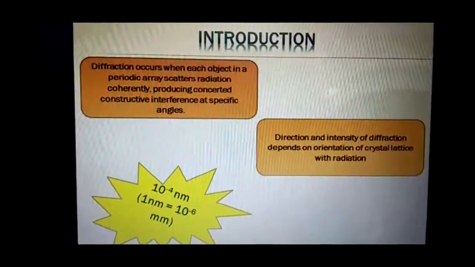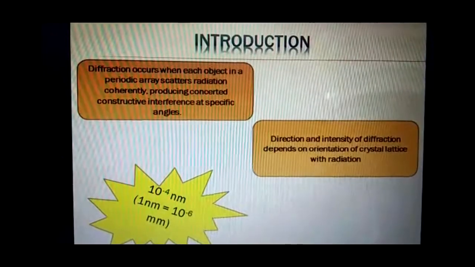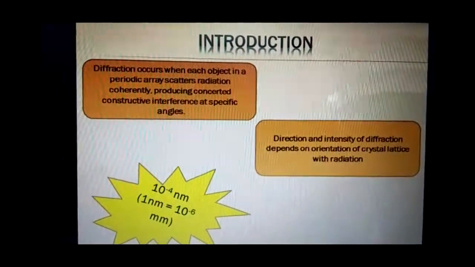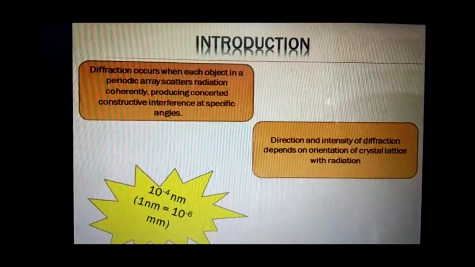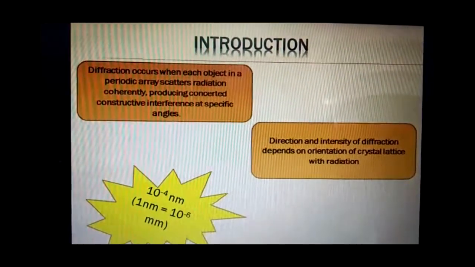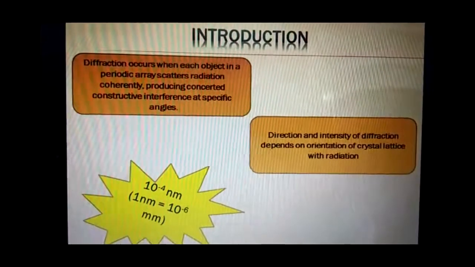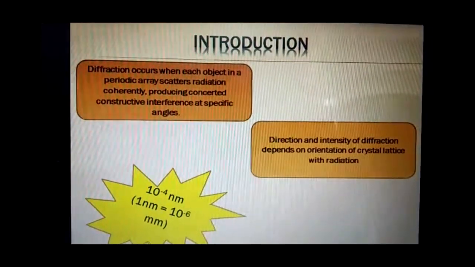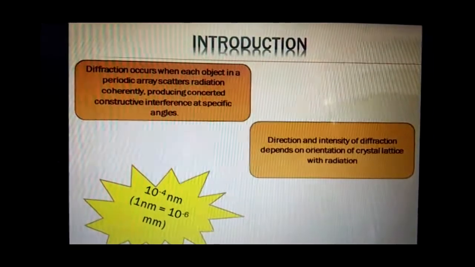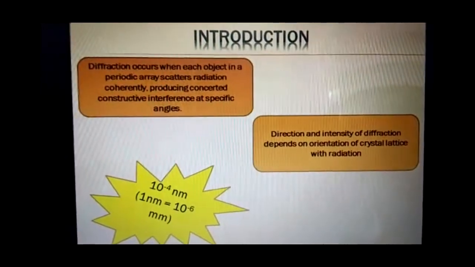The introduction of X-ray diffraction: diffraction occurs when each object in a periodic array scatters radiation coherently, producing constructive interference at specific angles. The direction and intensity of diffraction depend on the orientation of the crystal lattice with the radiation.